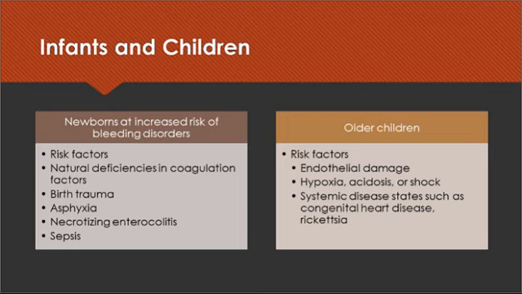Older children have risk factors when there's endothelial damage, hypoxia, acidosis, or shock. Congenital heart disease, rickettsia. They usually present with headaches, lightheadedness, nosebleeds, bleeding gums, blood in the urine and stool, and they are treated the same as an adult.